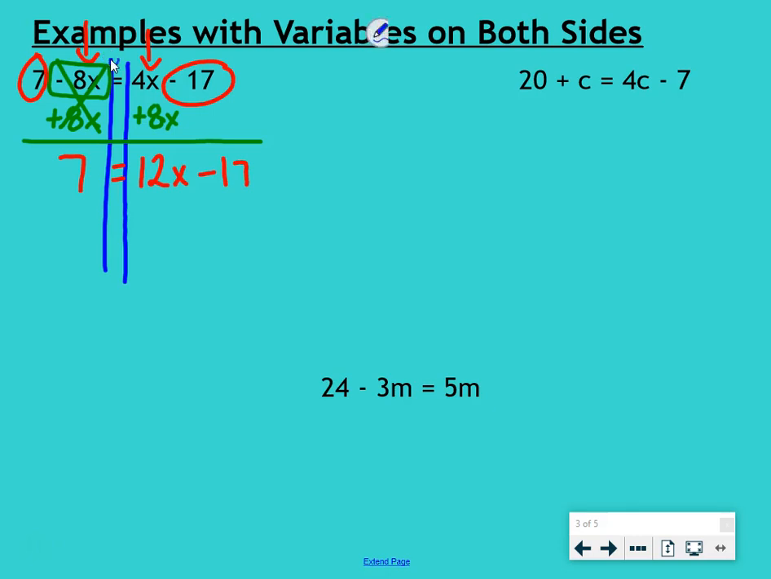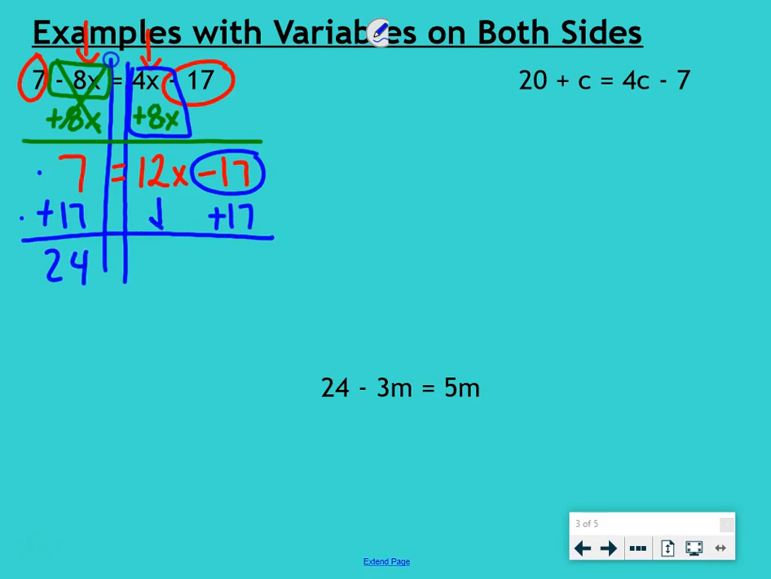Combine like terms. So that's what we did right here. We did the 4x plus the 8x. We combine those like terms. We have nothing else to combine, so now we can undo our addition and subtraction. We have to undo this minus 17 with a plus 17 on both sides. 7 plus 17 is 24. 12x comes down. Negative 17 and a positive 17 make 0, so we don't have that anymore.